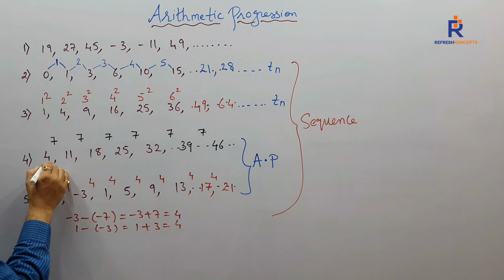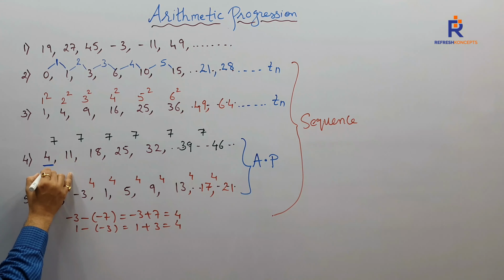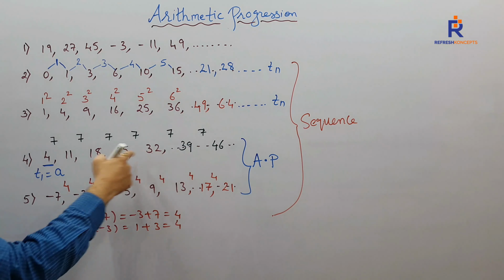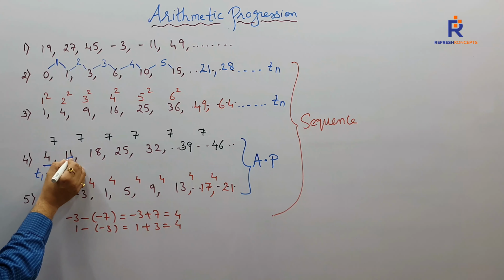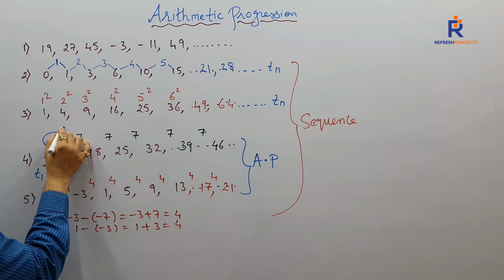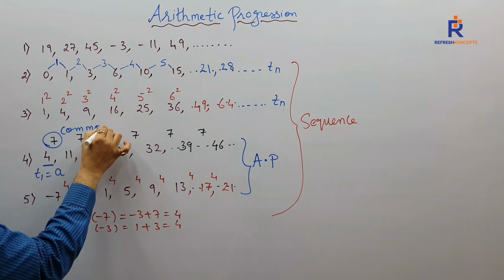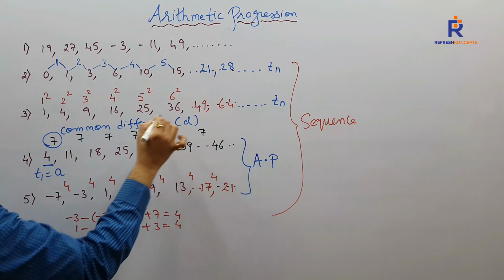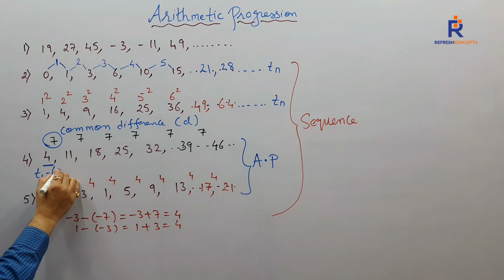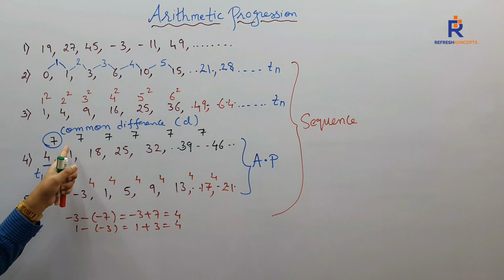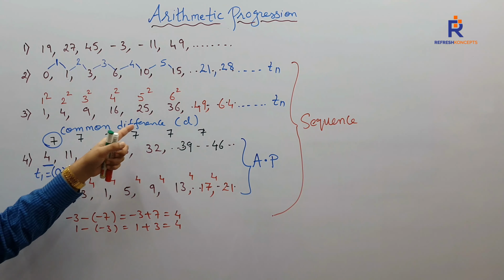Within an AP, the first term is termed as T1, or we can also represent it by A. A is termed as the first term within an AP. And the difference between the two consecutive terms, which turns out to be 7, is termed as common difference, designated by letter D. The first term is designated by letter A. You can also say T1 as A, the first term. The difference between two consecutive terms, whatever it is, constant, that is termed as common difference D.